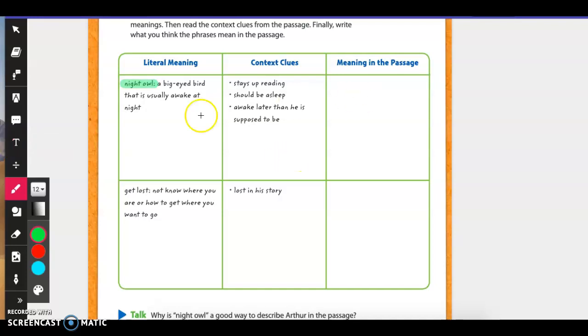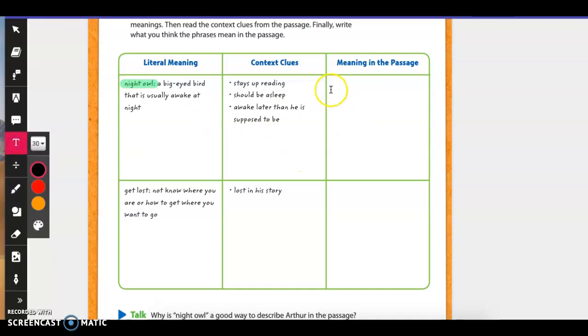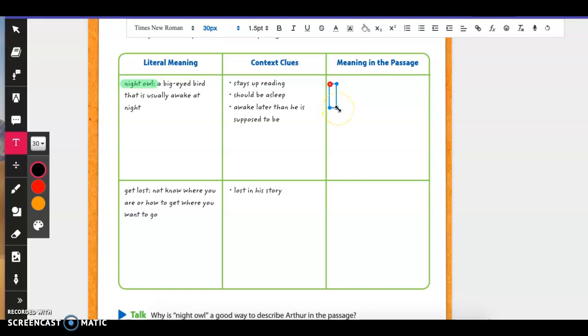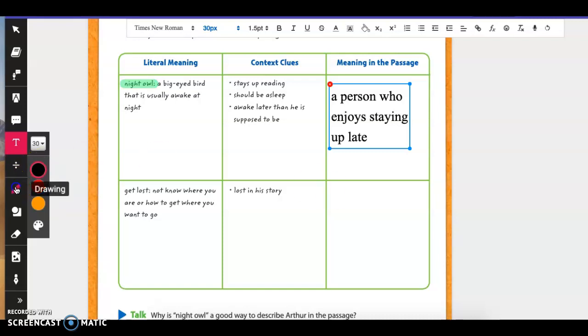So what we know the author means when he calls the boy a night owl is he's talking about a person who enjoys staying up late. So you can go ahead and write this in your blank spot in your chart just the way I typed it out. Go ahead and pause your video and do that now.